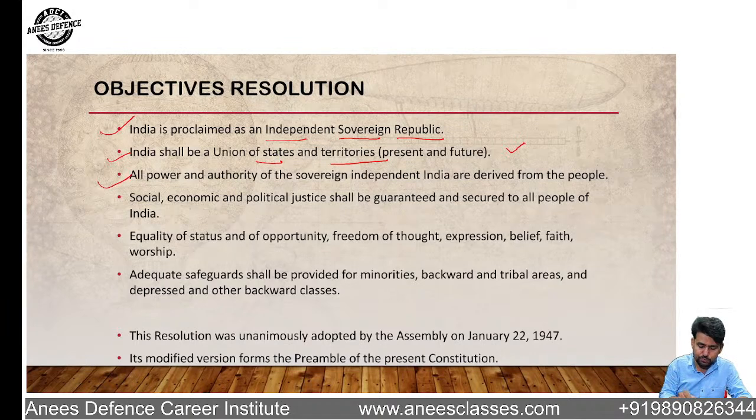All powers and authority of sovereign independent India are derived from the people. So in any democratic or republic setup, the power ultimately comes from the people. People are the source of power, right? Social, economic, and political justice shall be guaranteed to the people of India. The constitution makers have guaranteed social, economic, and political justice to all the people of India without any discrimination.